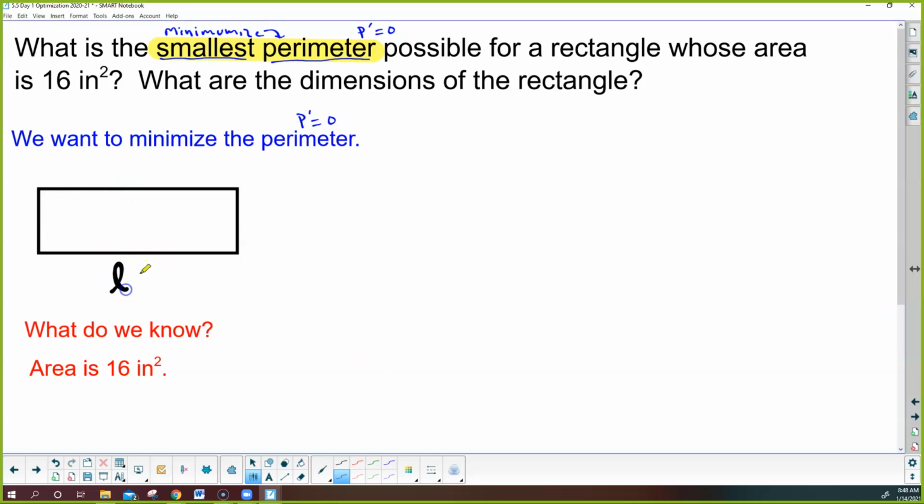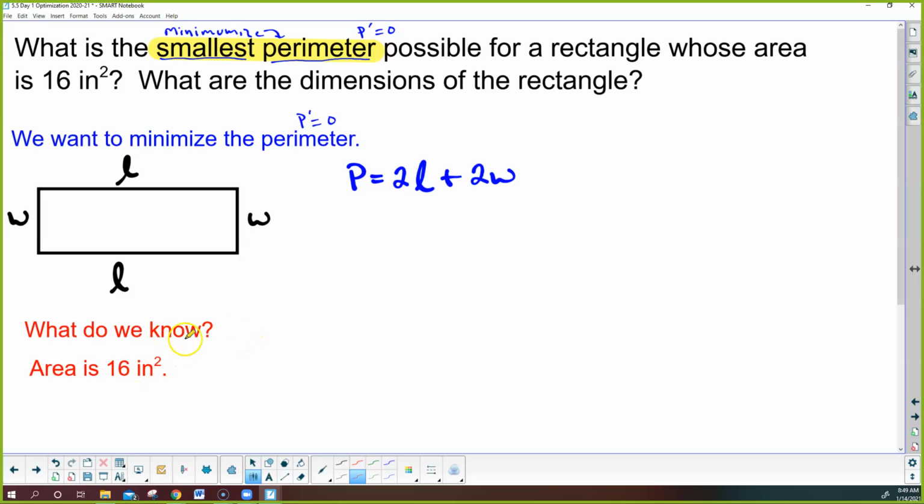If it's a rectangle, I know that a rectangle is length times width. But I also know that opposite sides are congruent. So we can come up with an equation for perimeter. Perimeter is equal to, I have 2 lengths and I have 2 widths. But how does the area come into play here?